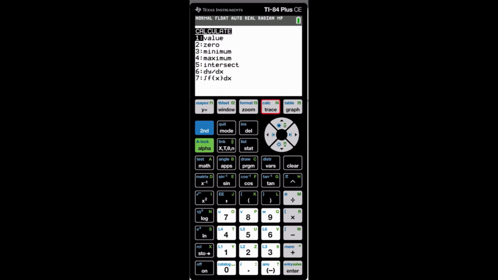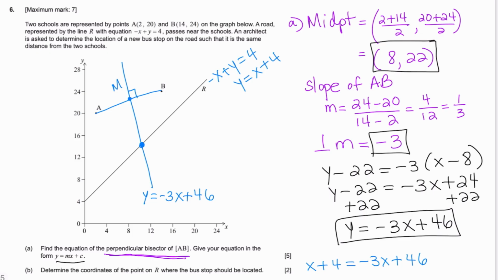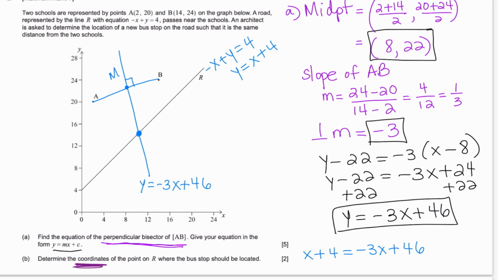I'm going to go to second trace. Option 5 is intersect. The calculator is going to ask me which is my first curve. They call everything a curve, okay? So even though they're lines, they're calling them curves, and that's okay. So I'm going to press enter for the first one. The calculator automatically jumps to the second equation, and then it's going to ask you to guess. Their guess is always as good as yours, so press enter, and that means the point of intersection is 10.5, 14.5. Because it says to determine the coordinates of the point on R, you do have to make sure you write this as an ordered pair. So the solution is going to be the point 10.5, 14.5.